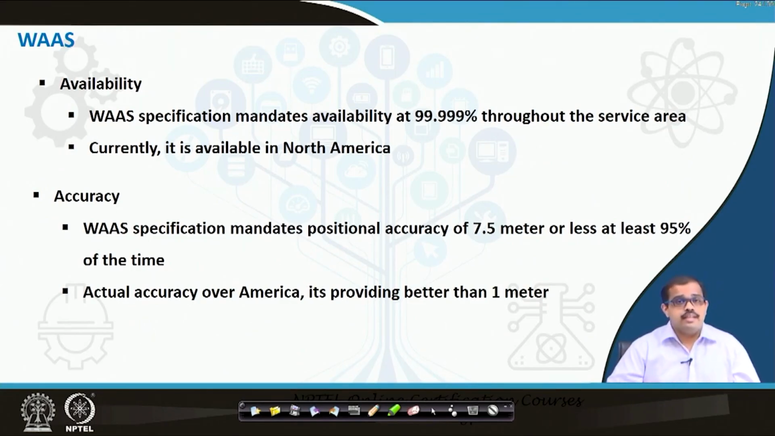It normally mandates that the positional accuracy of these WAAS systems should be 7.5 meters, okay, extremely precise, 95% of the time. Actual accuracy over America is very high. It is providing better than a meter of accuracy, sometimes even less than 50 to 60 centimeters. So, that is how the accuracy is really good in terms of a WAAS system.